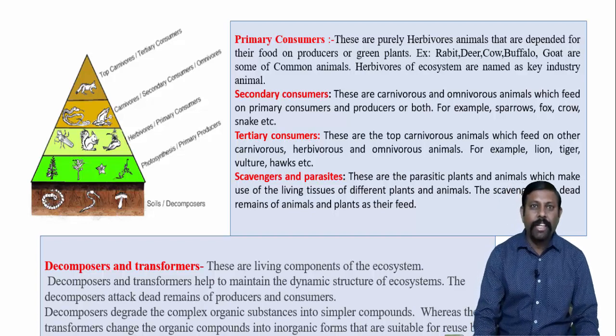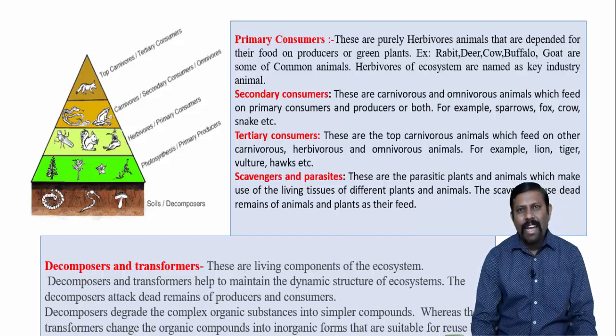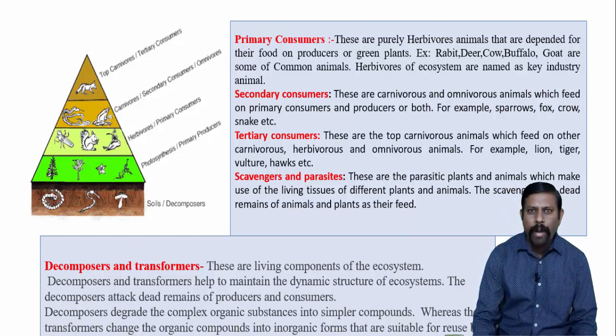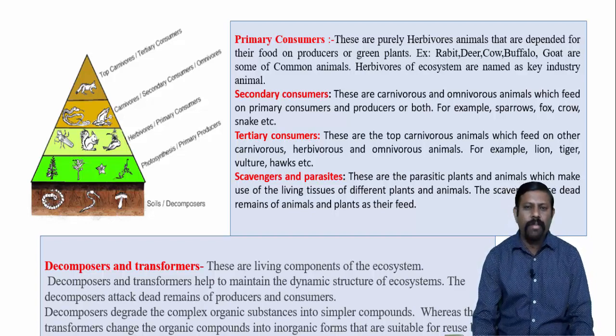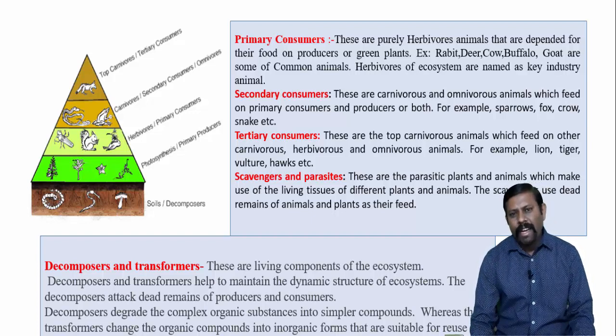The next is the decomposers and transformers. These are the living components of the ecosystem. Decomposers and transformers help to maintain the dynamic structure of the ecosystem. The decomposer attacks dead remains of producers and consumers.